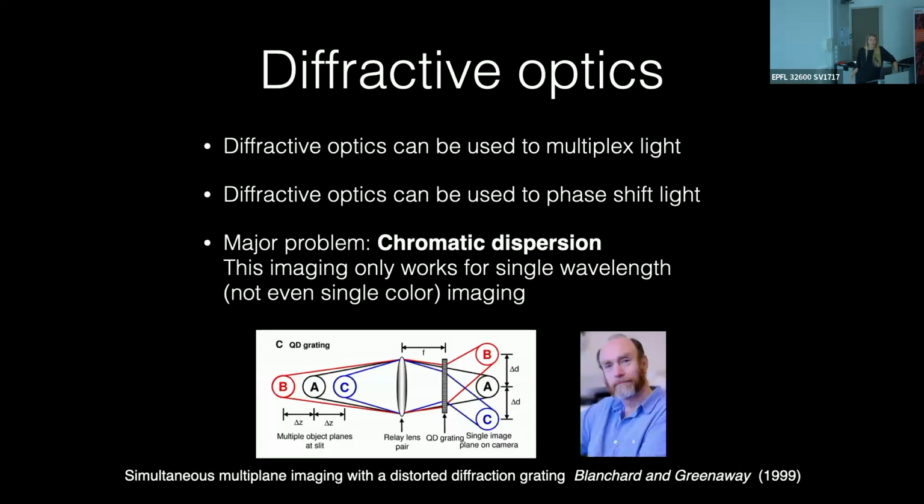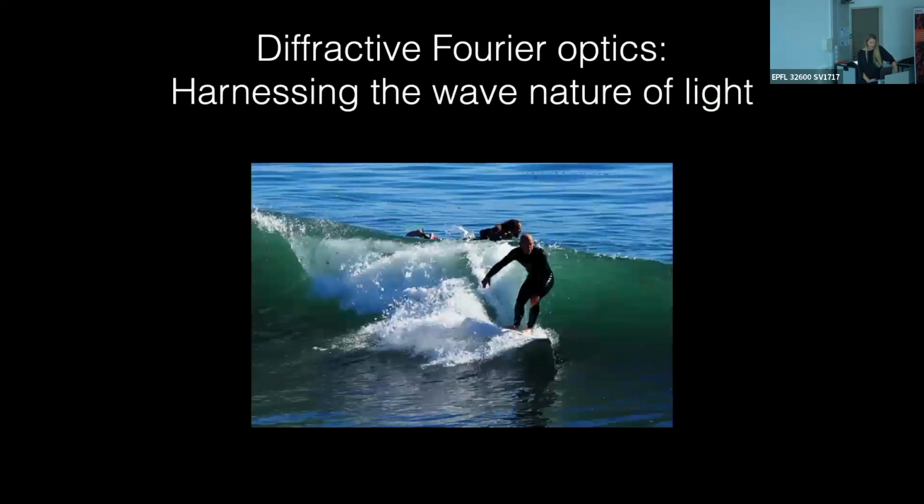And you have the problem of chromatic dispersion. So we never really did anything with it, but great if you want to try to make that happen. So I did. And diffractive Fourier optics is really about the wave nature of light. This is sort of what I was explaining to the students in the class this morning, that light really is a wave, and diffraction is something we don't work with.